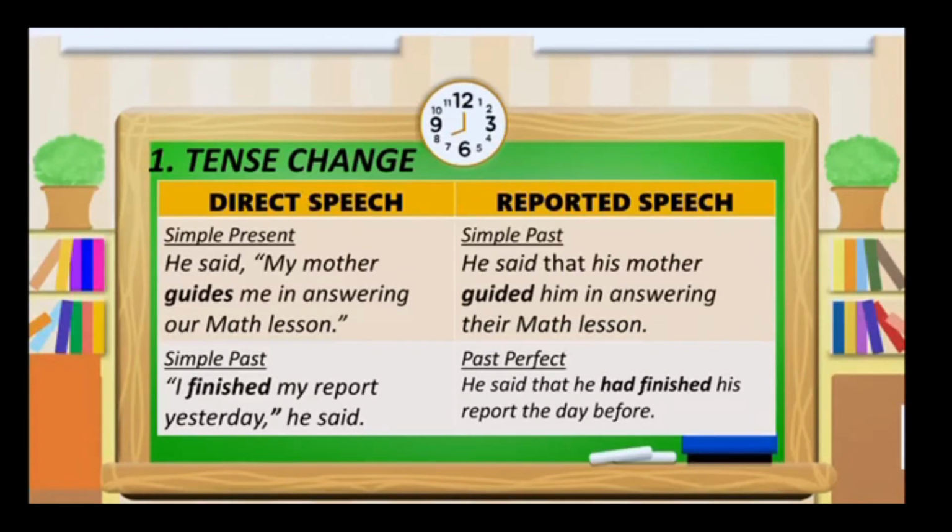The verb guides in the direct speech is in simple present tense. When transformed to reported speech, we change it to its simple past, which is guided. Therefore, the reported speech will be, he said that his mother guided him in answering their math lesson. In the next example, the verb finished is in simple past tense. When transformed to reported speech, finished becomes had finished, which is in past perfect tense.